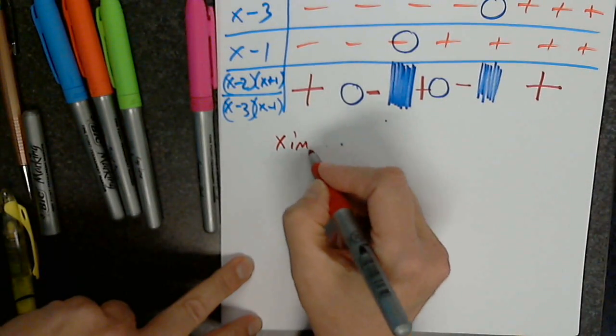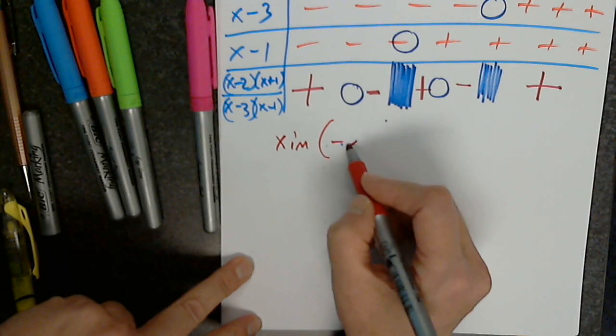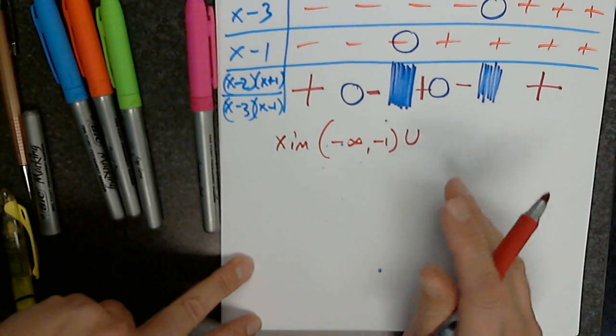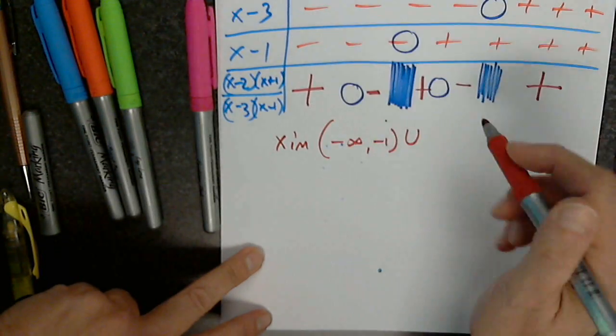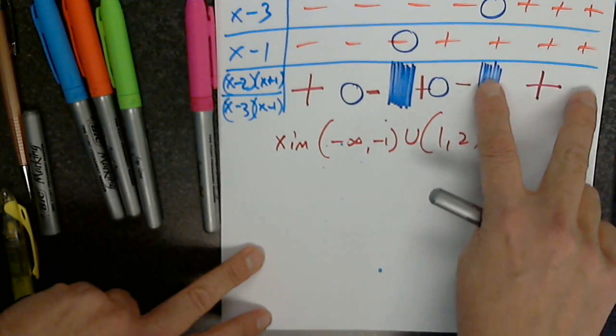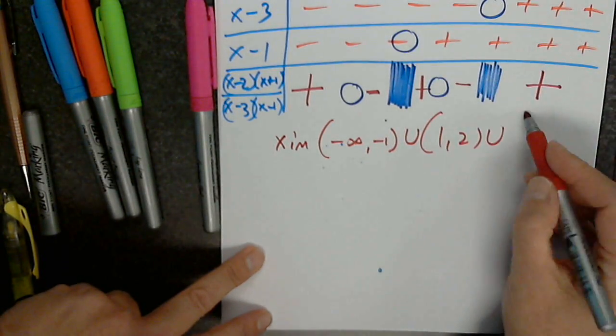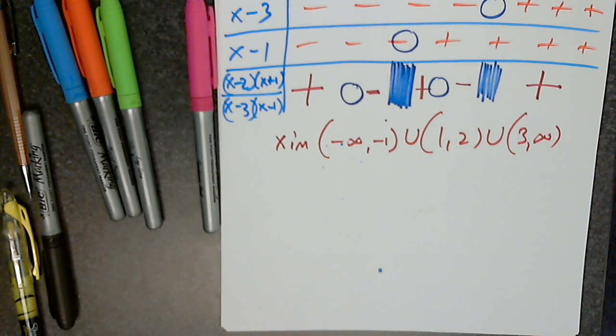So x in the interval, negative infinity to -1, union. Very good. 1 to 2, union. 3 to infinity. Any questions?